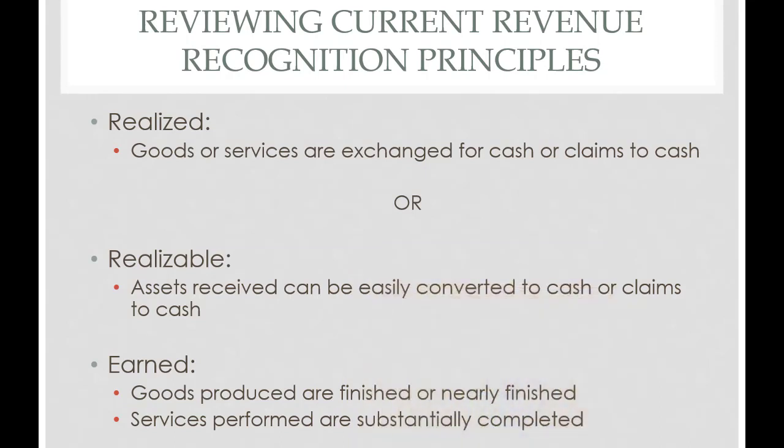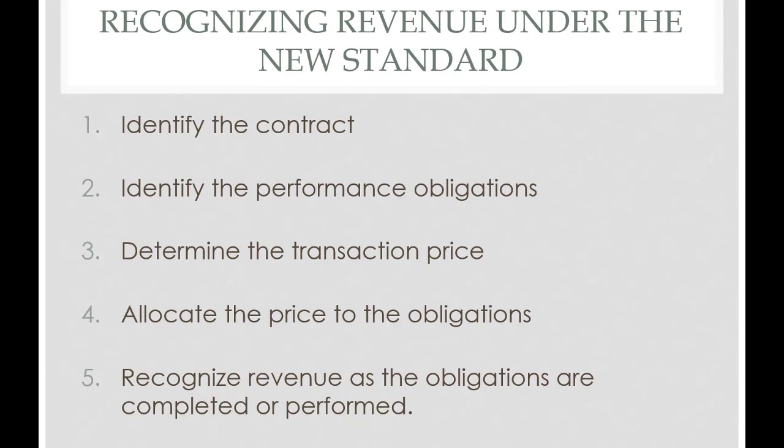The problem with this setup was it was really difficult to understand what exactly does it mean to be realized and how do we tell for sure that it is earned. And again, this generated pages and pages and pages of GAAP to try to address these issues. So FASB decided that they were going to switch things up. They did this in 2014.